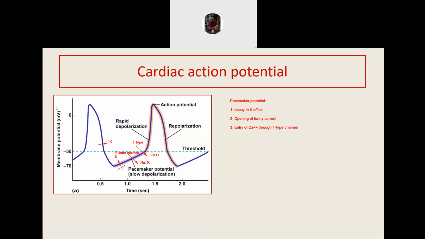Once the threshold has been reached, a second kind of calcium channel opens up, known as the L-type calcium channels, or the long-lasting type. So the upslope after the threshold is caused by the L-type calcium channel. After reaching the peak, there is activation of the outward potassium channel and potassium starts to go out. It is the same potassium current which will decrease at the beginning of the next cardiac potential. So the downslope is due to efflux of potassium.